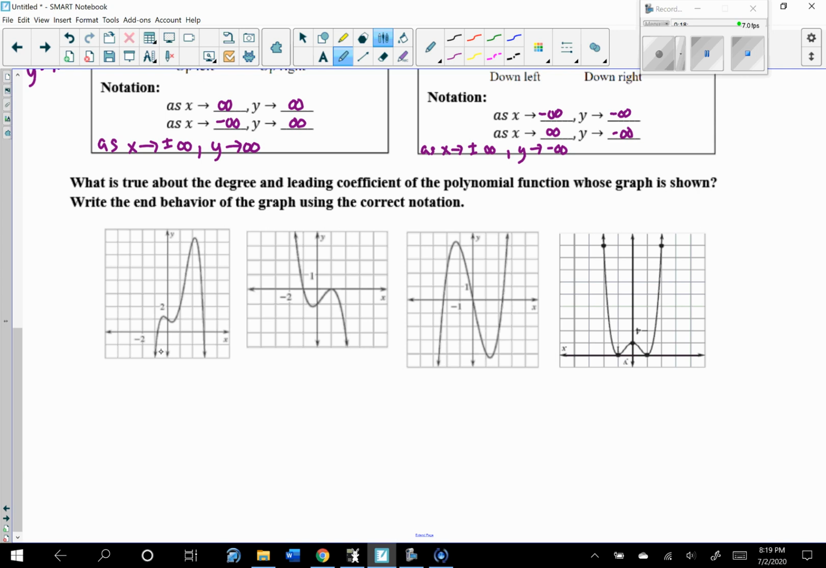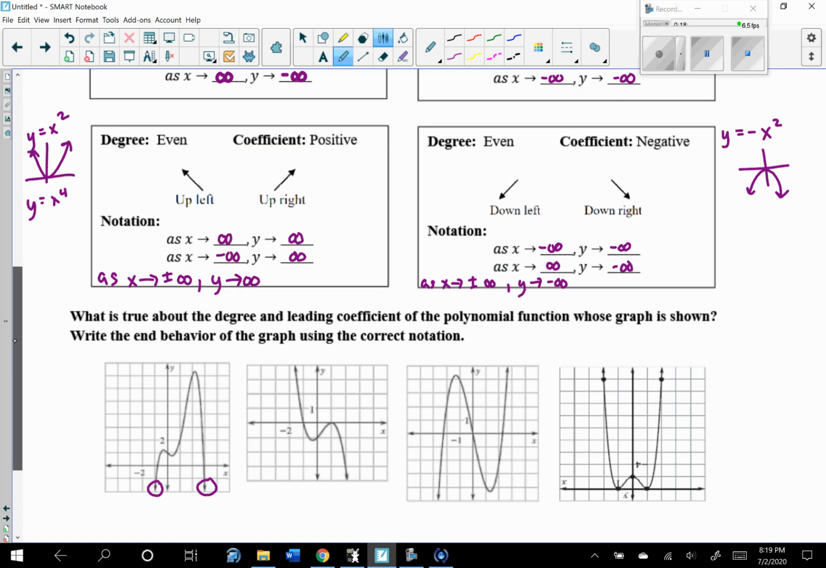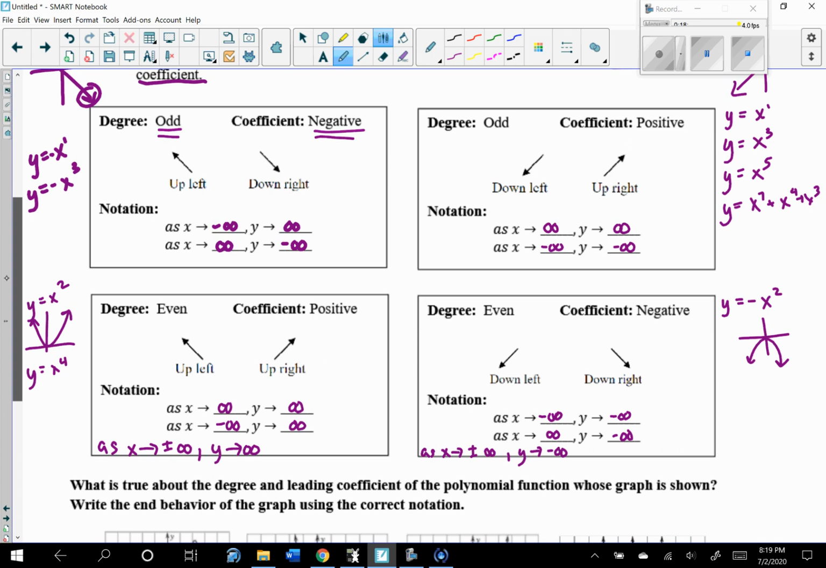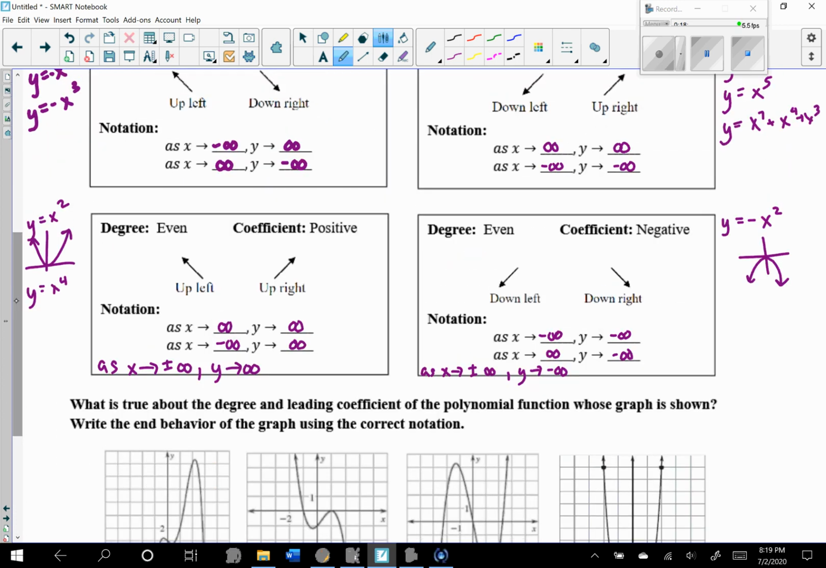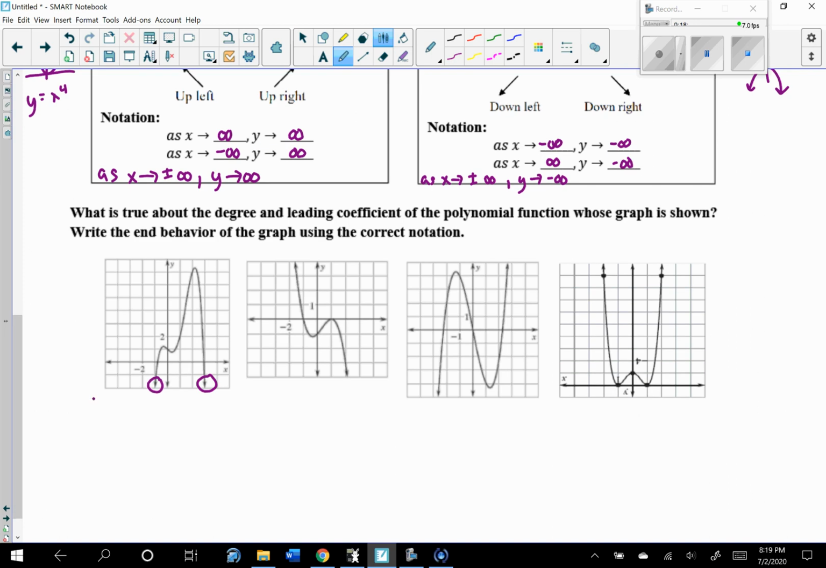So if I look at this first graph, the first thing I would notice is that both ends are going down. Since both ends are going down, if we look at our little chart for what happens when both ends are going down, we can see that it's going to be an even degree with a negative leading coefficient. And so what do we know then for the end behavior as x approaches plus or minus infinity, so either side, your y values in the long run will go towards negative infinity.